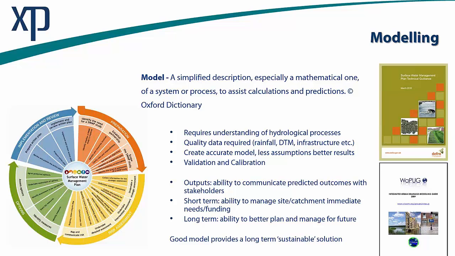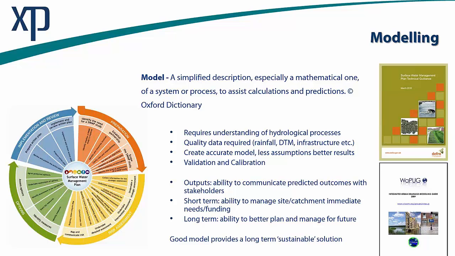We need to create as accurate a model as possible. The less assumptions we make, the better the results are going to be. And it's very important to do validation and calibration of our model. I believe Michael will cover a bit of it, how they validated their data and what they did in Ealing.